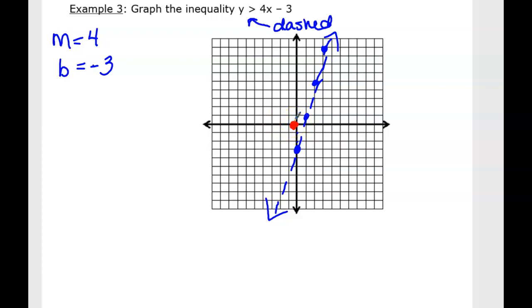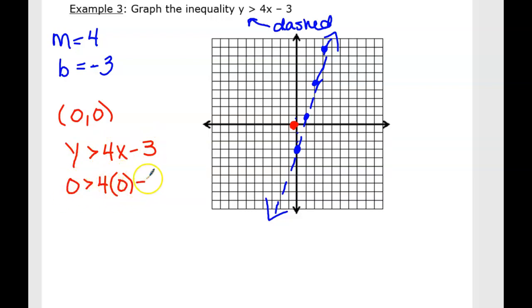If I take that test point and put 0, 0 into the inequality y is greater than 4x minus 3, this is going to be 0 is greater than 4 times 0 minus 3. I just plugged in my x and my y values. So 0 is greater than negative 3. Well, that's a true statement. Because it's true, we want to shade the part of the graph that includes 0, 0.